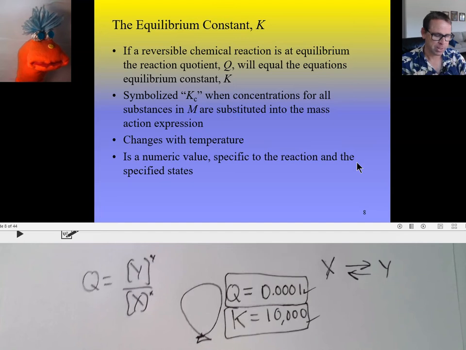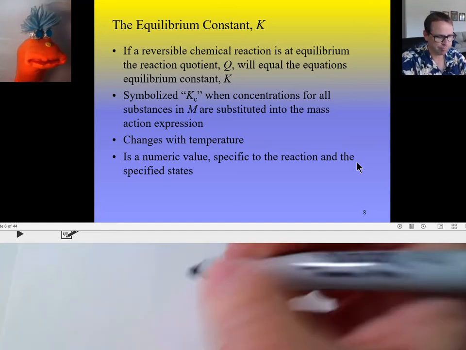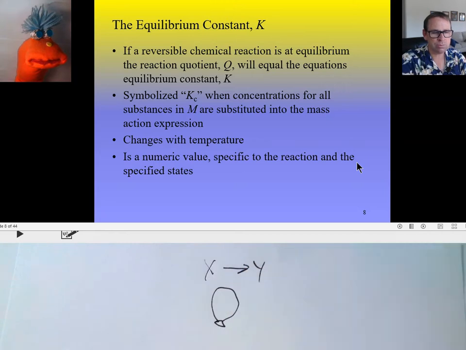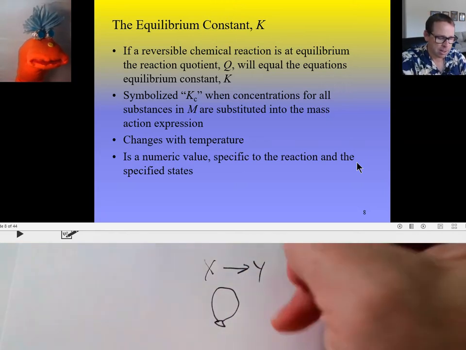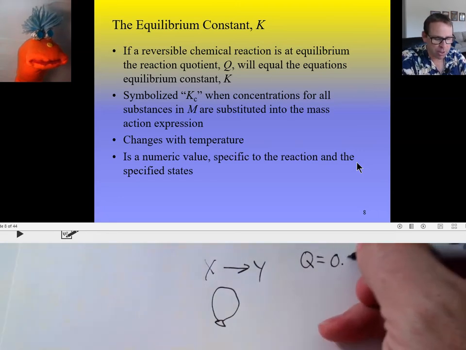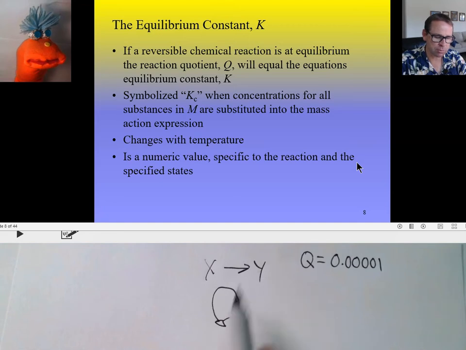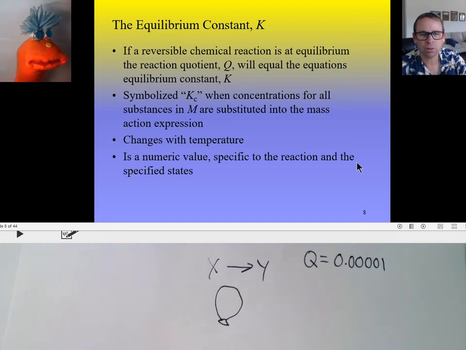From those numbers, we can tell whether the reaction is going to have more reactants form or more products form. Let me give you another example here. Some chemical reaction, some balloon where this reaction is proceeding. The Q for this reaction is, we're starting off with, what does that mean? Do I have lots of X in here or lots of Y in here if I have a very low Q value?